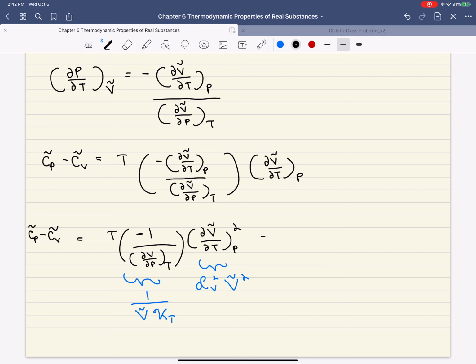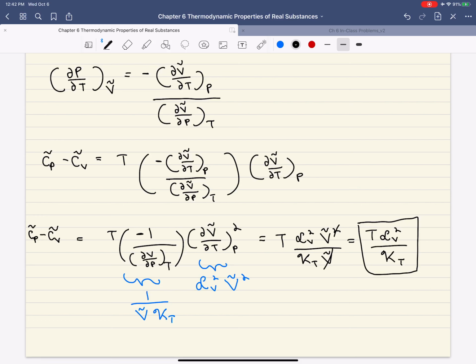So if we plug in alpha and kappa, what we get is temperature alpha v squared over kappa t molar volume squared. These cancel. And for Cp minus Cv, we get that in terms of the compressibility and the expansivity, our equation simplifies down to this. Okay? All right, so that was a little bit of work.